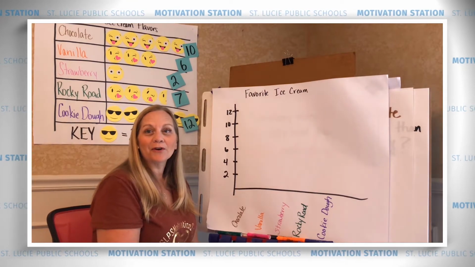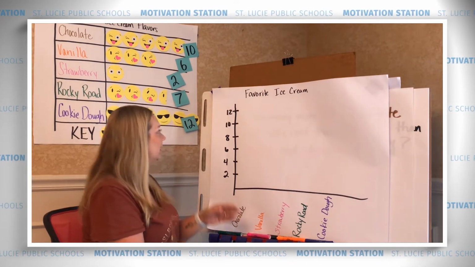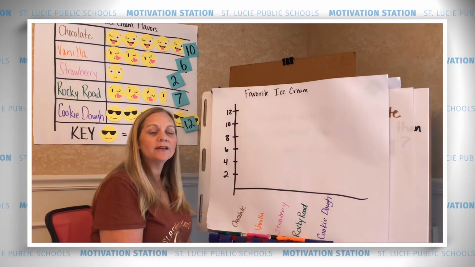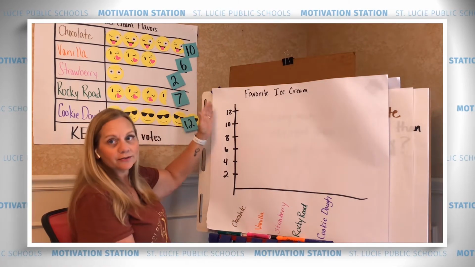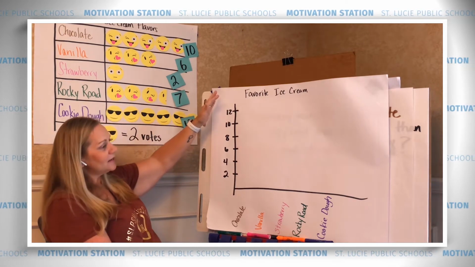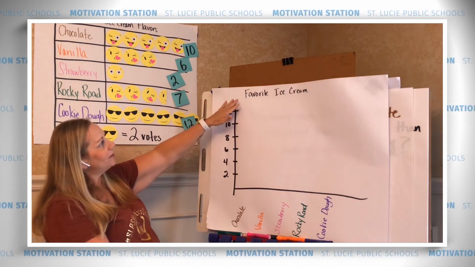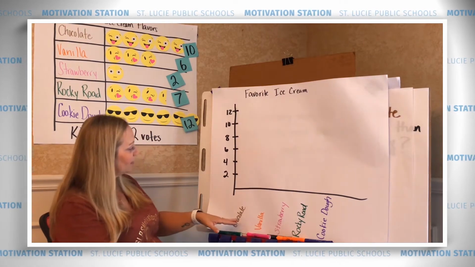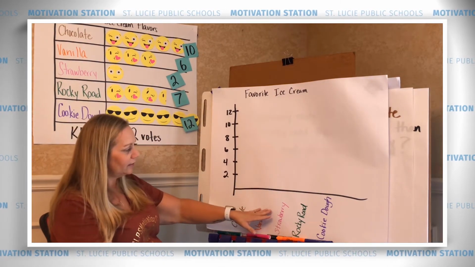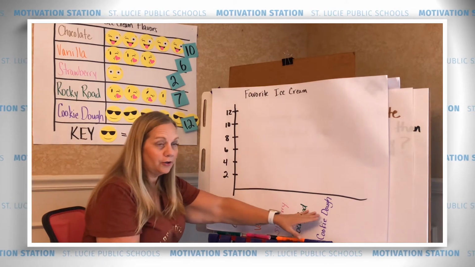Today we're going to work with bar graphs. We're going to use the same data we used with picture graphs, and I'm just going to transfer the data from the picture graph to the bar graph. I've set the bar graph up already. I have my title. I have my categories down at the bottom. The same categories: chocolate, vanilla, strawberry, rocky road, and cookie dough.